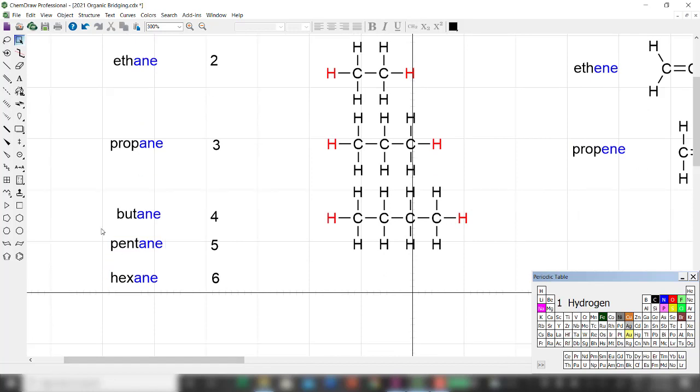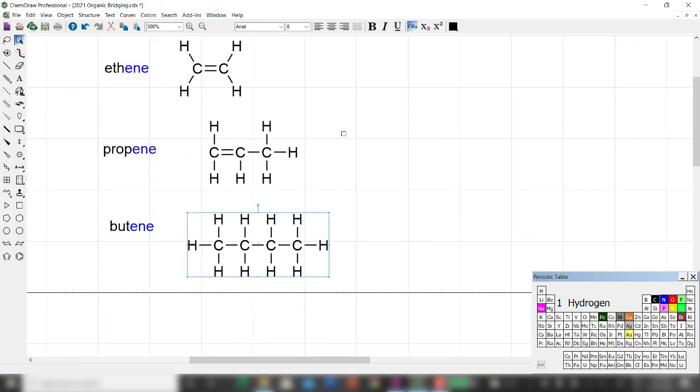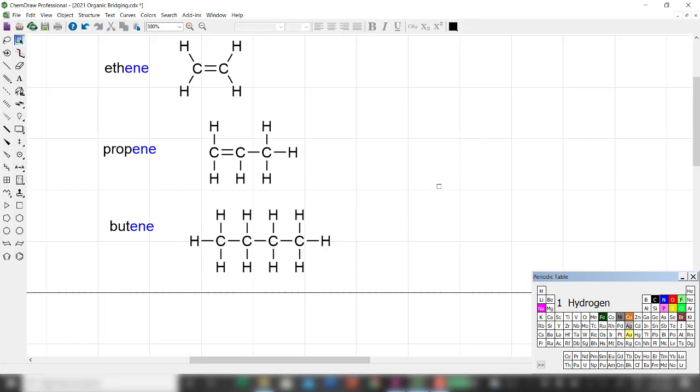The next member will be butene. Butene is a little bit more interesting, which I'm going to elaborate over here. I'm just going to paste this over, in black. For butene, if I number the carbons from left to right, 1, 2, 3, 4, you'll notice that there is a difference depending on where I put the double bond. If I place the double bond between the first 2 carbons, it will look a little bit different from the one where I put it in the middle.